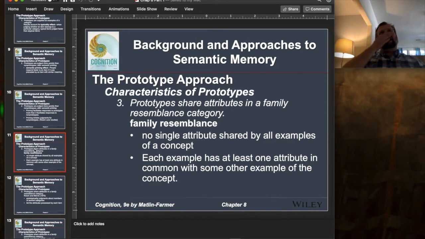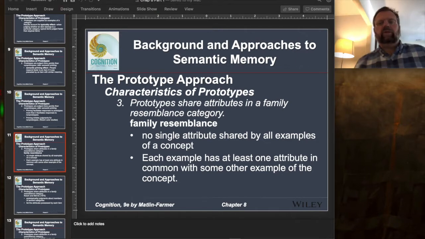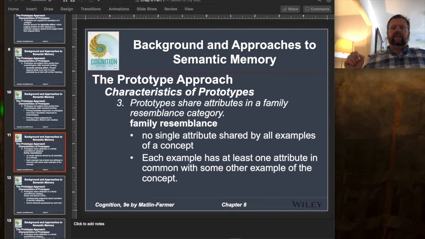There is a way of finding certain connections based on how similar things are to the prototype that defines what that concept is, but there's no one thing that determines whether or not something will be placed into a particular concept or category. When we think about family resemblance, it's not that any one thing is shared by all examples, but at least one thing connects to another thing or another part in that category.